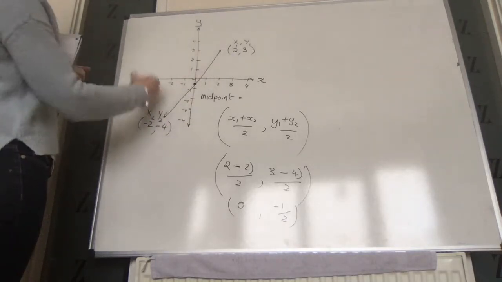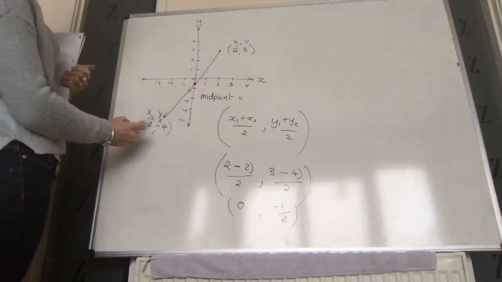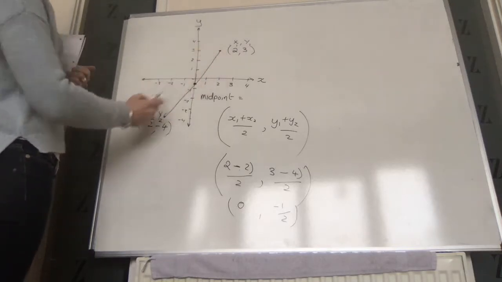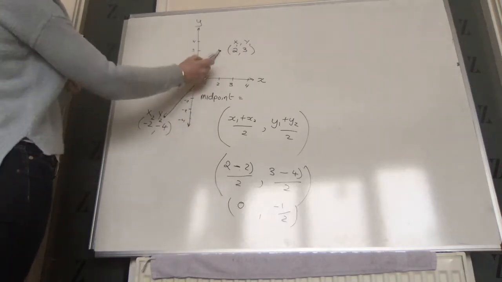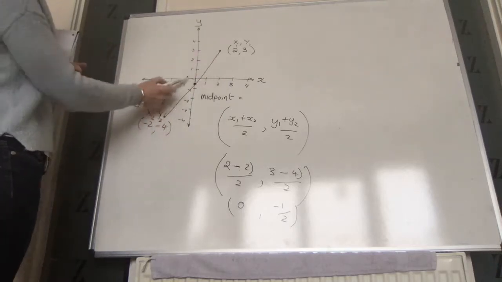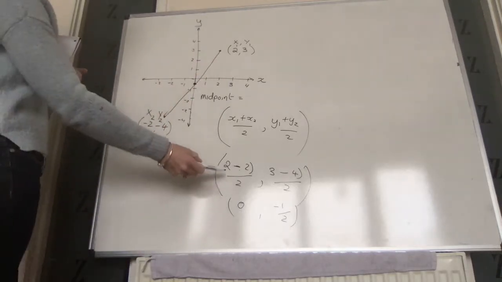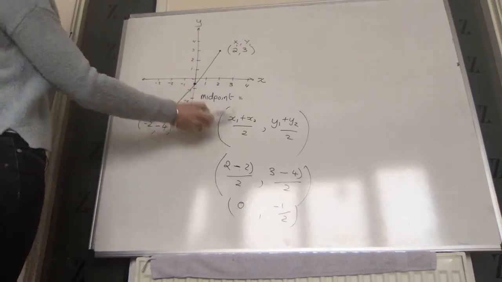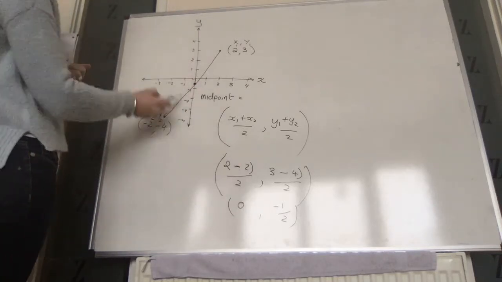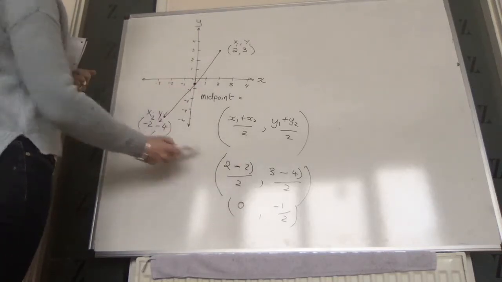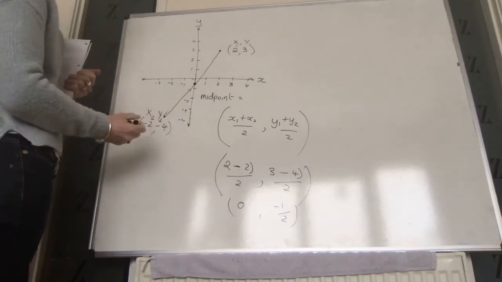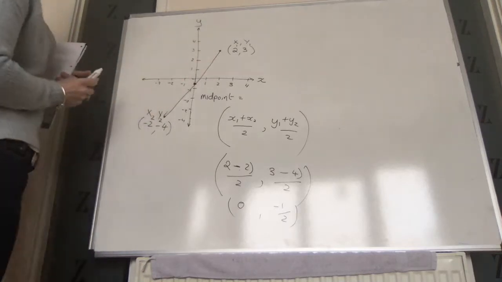So you can verify by drawing the 2 points. If you're asked to find the midpoint, it is a good idea once you've found it to actually draw the 2 points and see, does your answer make sense? If you made a mistake with your minus sign, you might realize, oh, that doesn't look right, I better check my maths. Okay, so that's the formula to find the midpoint between 2 points.